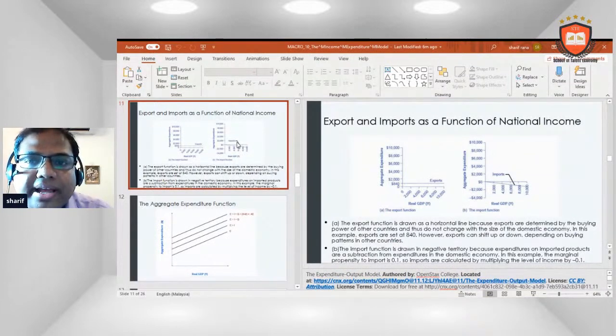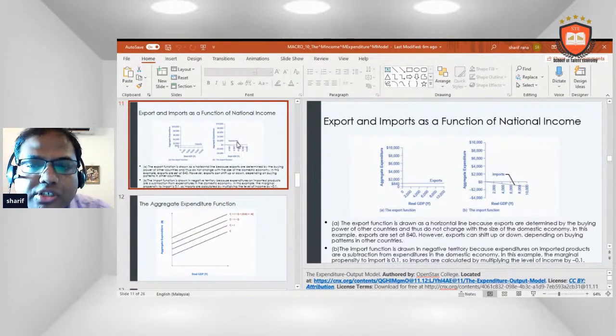Export and import as a function of national income. The export function is drawn as a horizontal line because exports are determined by the buying power of other countries and thus do not change with the size of the domestic economy. In this example, exports are set at 840. However, exports can shift up or down depending on buying patterns in other countries.